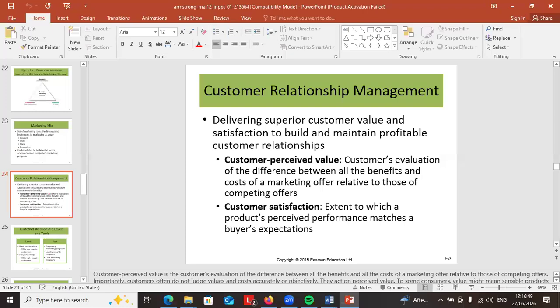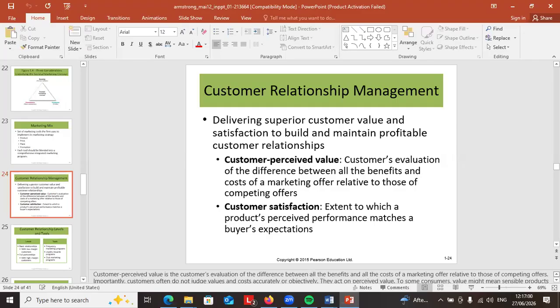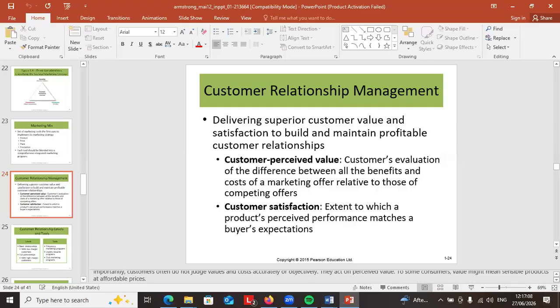Importantly, customers often do not judge values and costs accurately or objectively. They rather act on perceived value. And so to some customers, value might mean sensible products at affordable prices, right?